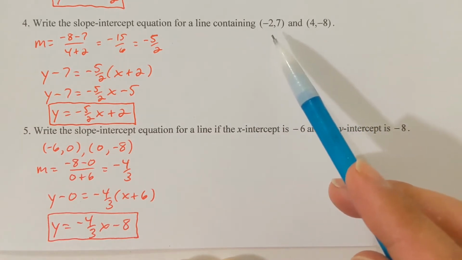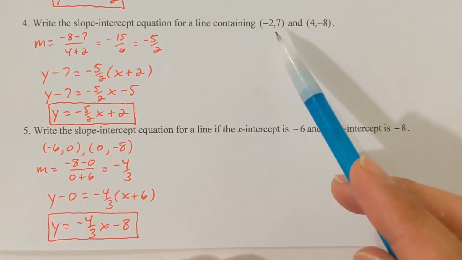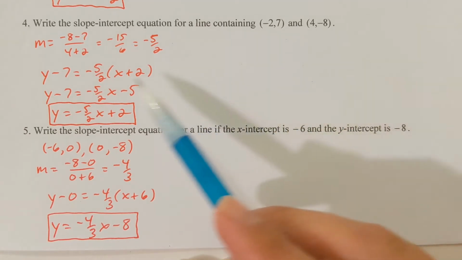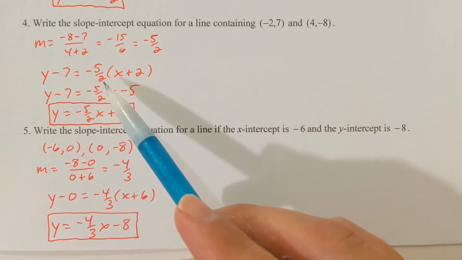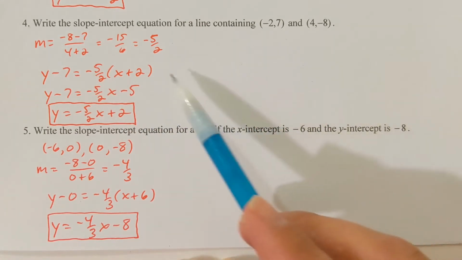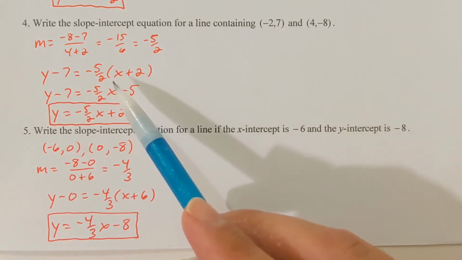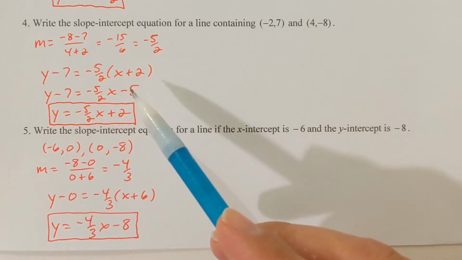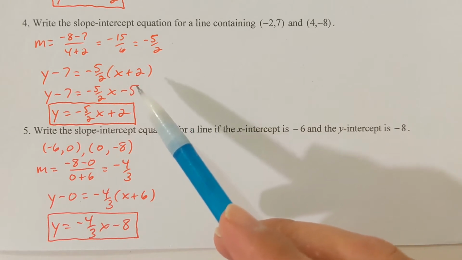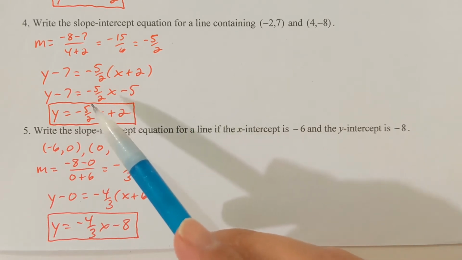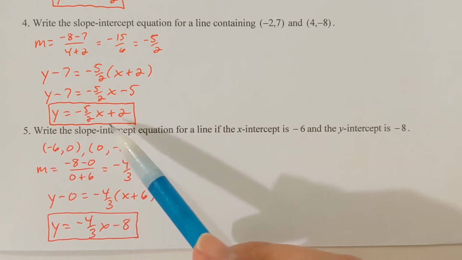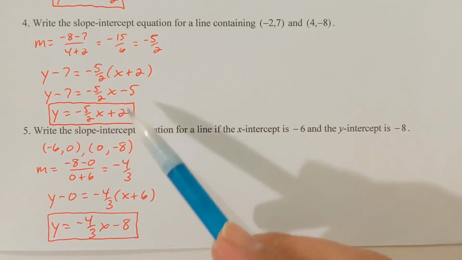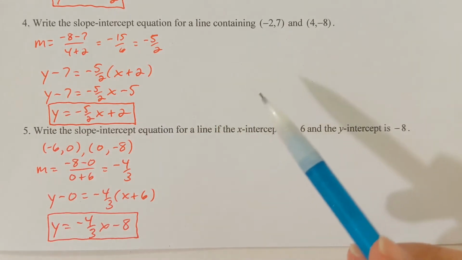Both of them are on the line. I'm just using the first one here, (negative 2, 7). So y minus 7 is equal to negative 5/2 times x plus 2. When I distribute negative 5/2 into the two terms there, negative 5/2 times 2 is negative 5. And then when I add 7 to both sides, y is equal to negative 5/2 x plus 2, which is the slope-intercept equation.